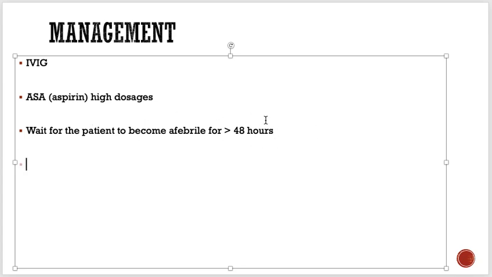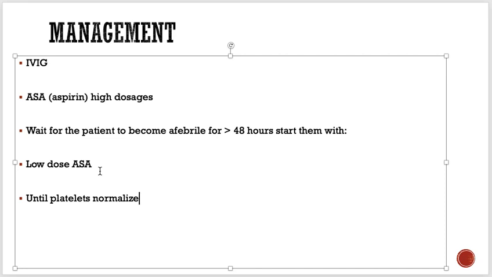Once this is done, okay, then we give them low dose aspirin or ASA, acetylsalicylic acid, right? Now, how long do you have to give this? Okay, start them with this, right? How long do you have to give them this? Until platelets normalize.